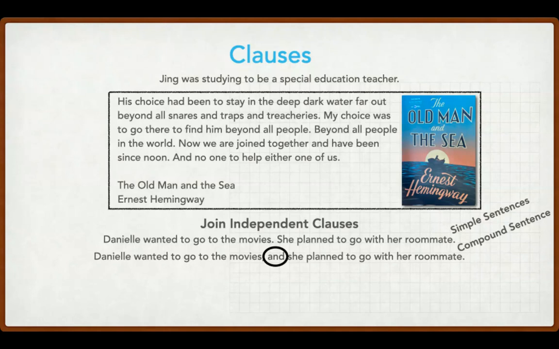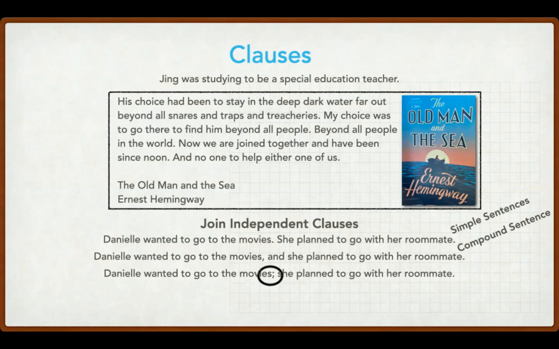Another way to join these sentences is by using a semicolon. Danielle wanted to go to the movies, semicolon. She planned to go with her roommate. Semicolons can be used to combine two related independent clauses. Yep, it's just another way to do that very thing.